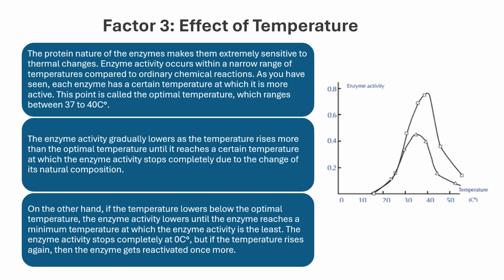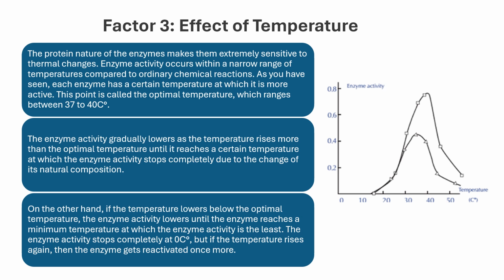The enzyme activity gradually lowers as the temperature rises above the optimal temperature until it reaches a certain temperature at which the enzyme activity stops completely due to the change in its natural composition. On the other hand, if the temperature falls below the optimal temperature, the enzyme activity also lowers until the enzyme reaches a minimum temperature at which the enzyme activity is very least.